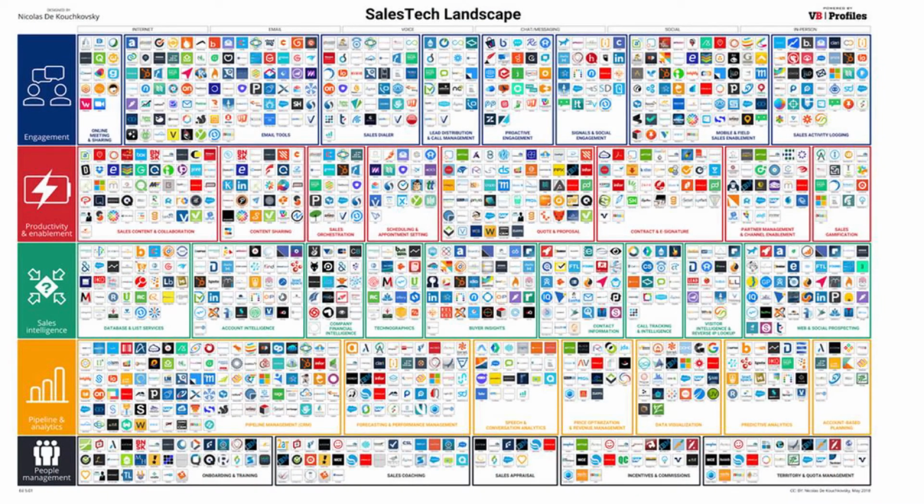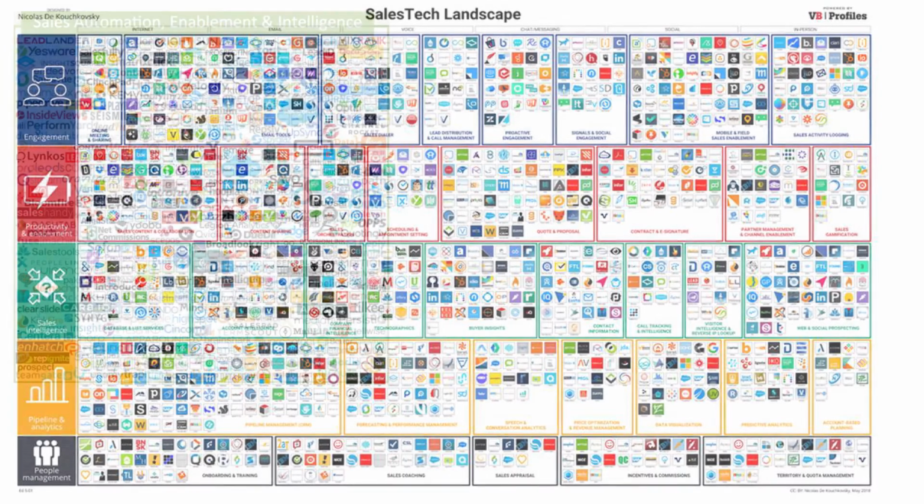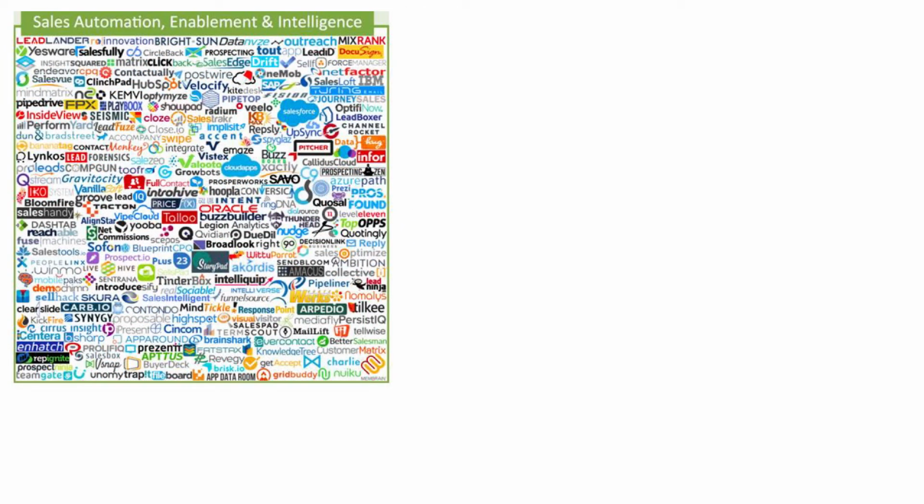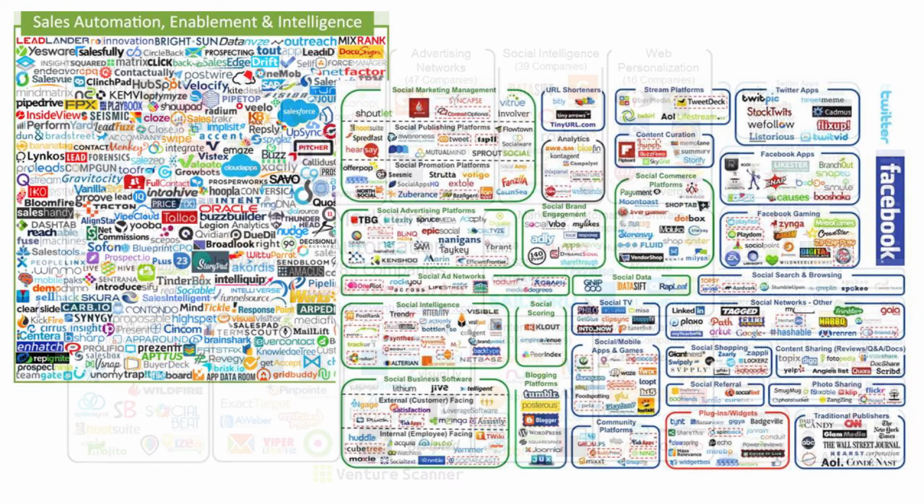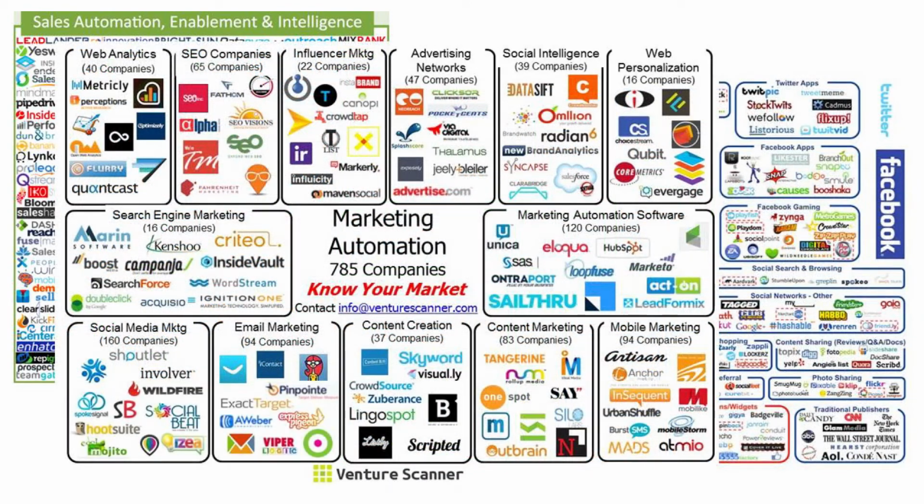Here's the sales part, slightly less crowded, but doing its best to catch up. Then we've got sales automation, enablement and intelligence, which is actually where telemetry fits. Social media, marketing automation even has a rapidly expanding ecosystem all of its own. And that's just the technology. Throw in people, process, and a rapidly changing global marketplace, and you don't just have complexity, you have chaos.